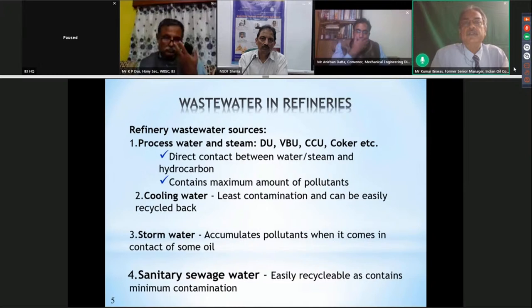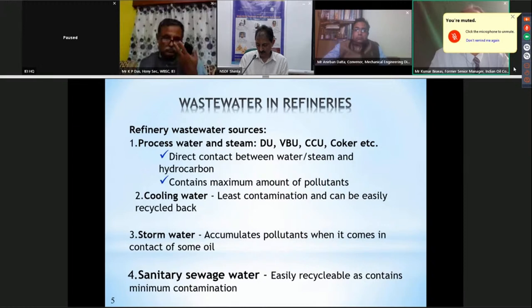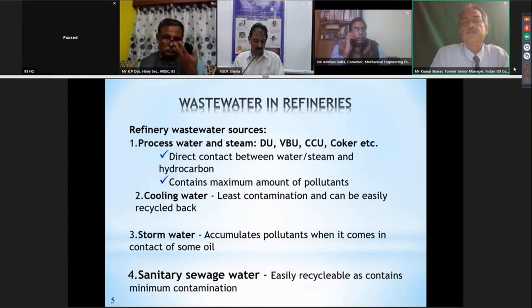The wastewater sources of the refinery, according to the source, we classify under four segments. One is process water and steam, which comes from the distillation unit, visbreaker unit, catalytic cracking unit, coker unit, and so forth. In these segments, the wastewater has the highest content of pollutants. The reason is that there's direct contact between the water or steam and hydrocarbon. Next is cooling water. It has little exposure to direct hydrocarbon and can be easily recycled back. Storm water by nature is 100% pure, as it comes from nature.